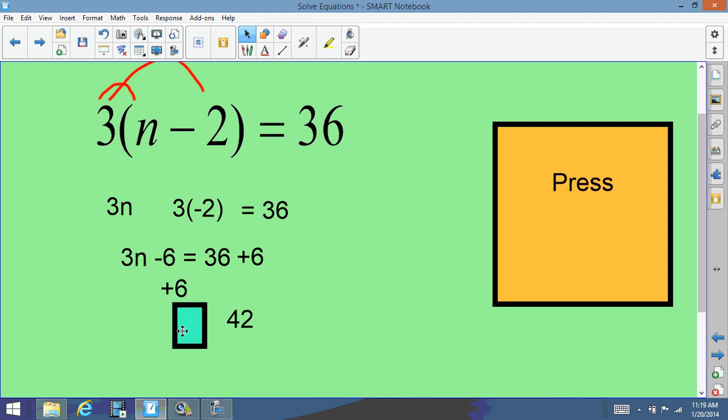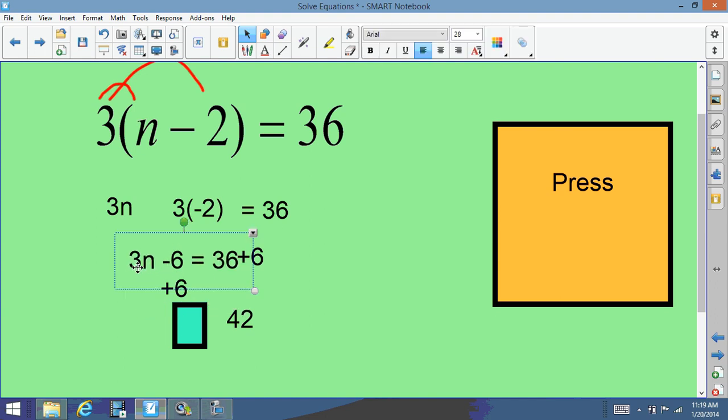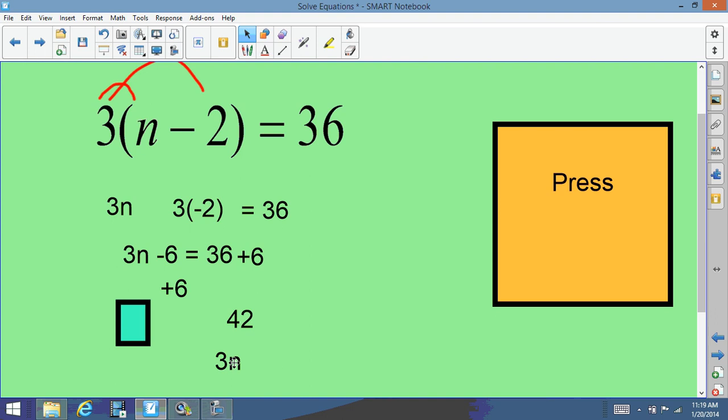But instead of the box, I have a 3n. So let me bring that 3n down there. So I have a 3n instead of the box equal to 42. So now I have an equation that I can use the opposite of multiplication, which is divide by 3. So I would just divide it by 3, both sides. So let's divide by 3. And I would get my answer.